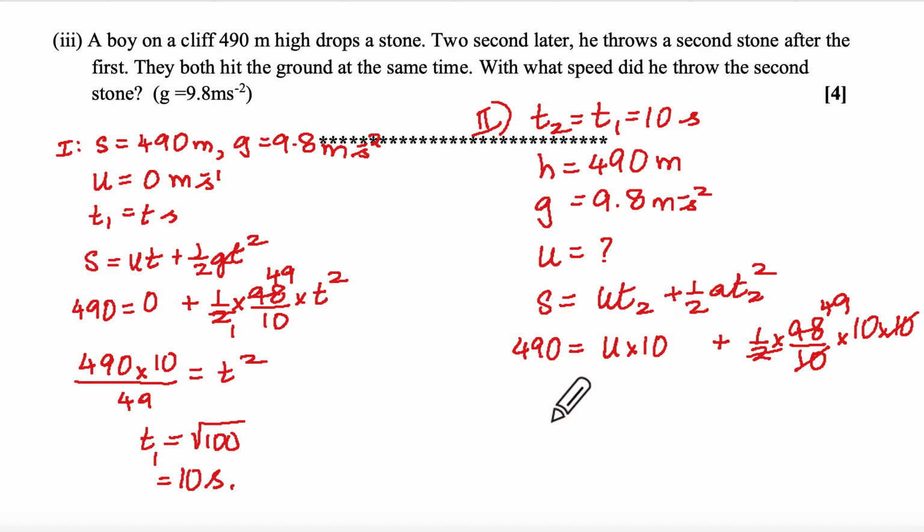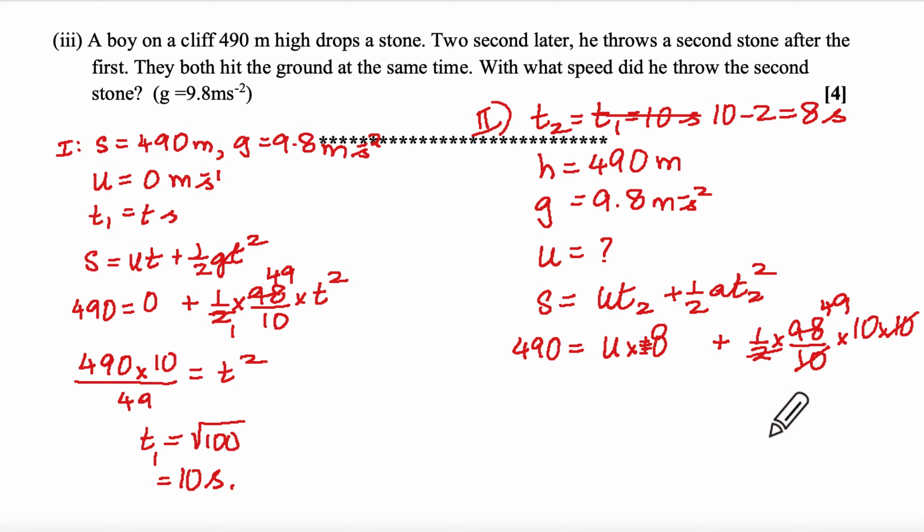Ma'am, this will be wrong. t2 should be 8, ma'am. Oh yeah, two seconds later. Two seconds later, so it should be 8. Oh, sorry, I made a mistake. t2 is 8 seconds. That's why I said something is wrong when the 490 was getting cancelled. See, that's how we have to catch ourselves. So this time I made a mistake. So this t2 means this is 8.